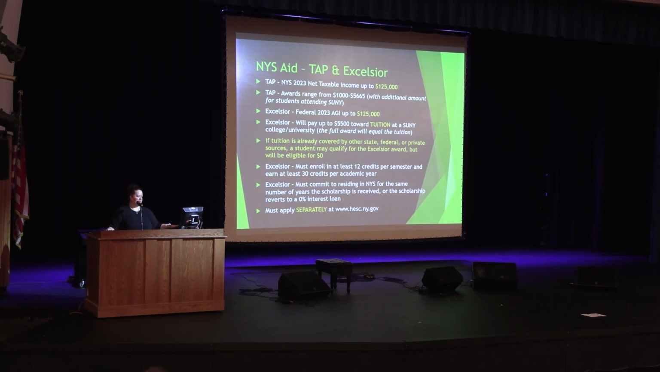For the Excelsior, you have to commit to living and working in New York State for the number of years you receive it. If you don't fulfill that, it turns into a loan, but it's a zero interest loan. So if your choice is between accepting the Excelsior and taking a loan, but you don't want to do the state, living in New York State, you're not sure, take the Excelsior anyway, because the worst thing that happens is it becomes a loan, but it's a zero interest loan.